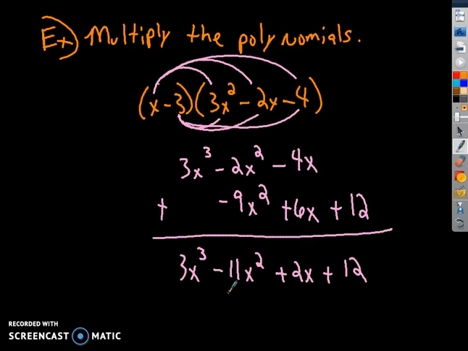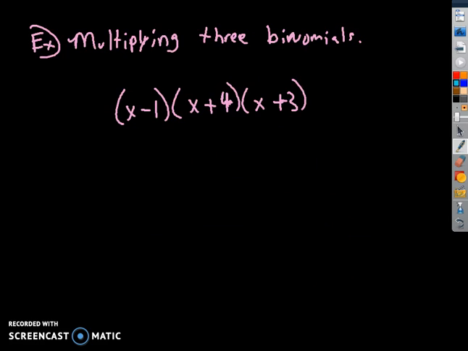All right, another example. Multiplying 3 binomials. If you multiply 3 binomials, you can only multiply 2 of them at a time. So either you can choose the first two to multiply, the last two to multiply, or the first and last to multiply. I like to use the last two just to get that out of the way and then distribute the first one into it.